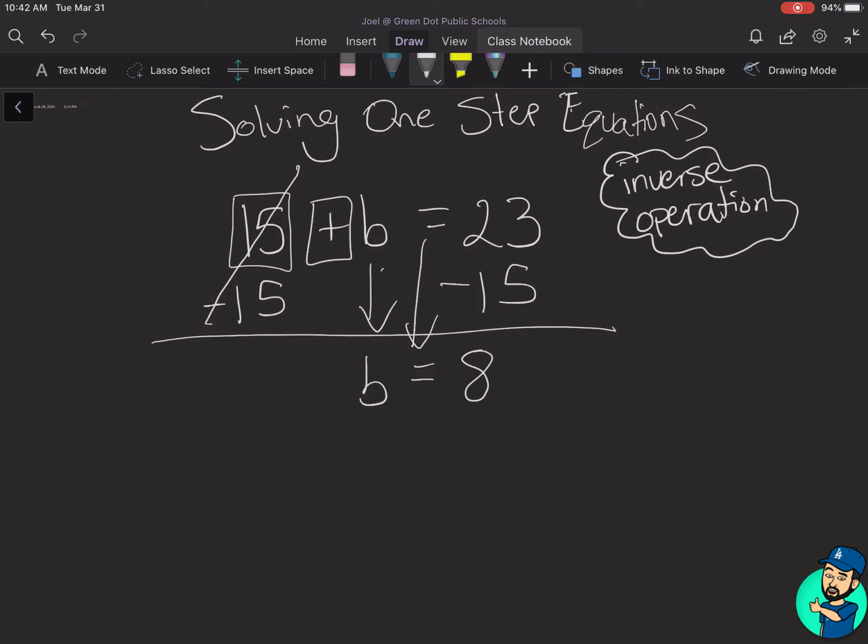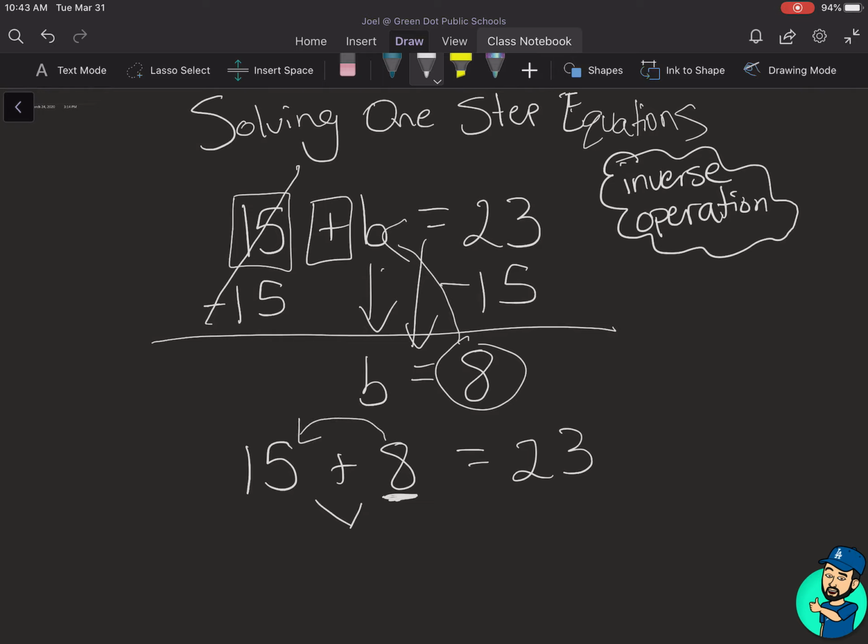Now to check our work, I can plug this 8 back into b. So for example, 15 plus 8, because that was our answer, equals 23. Now 15 plus 8 is, let's see, 8 plus 5 equals 13. Carry the 1. 1 plus 1 equals 2. 23 does equal 23. So that's my answer. So now we know that b does equal 8. Let me erase this.